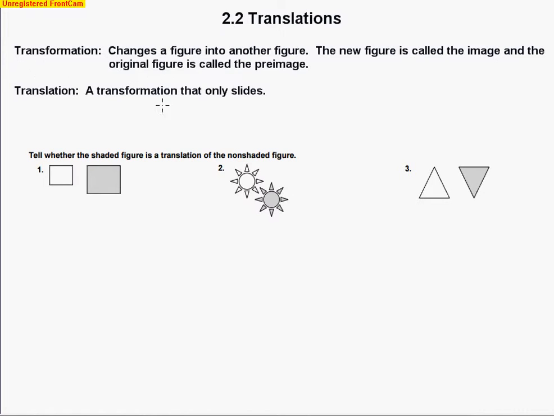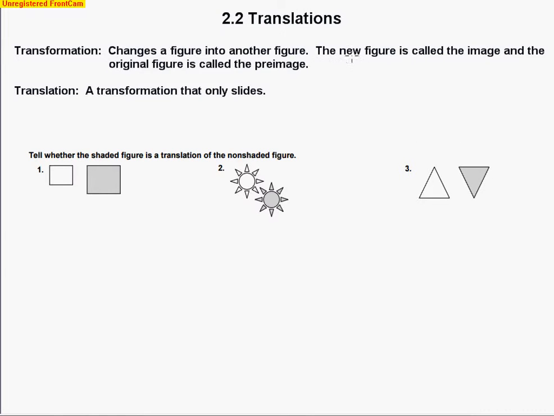And so, for instance, this would be a transformation. Here's a figure right here, number 1. It's starting with the unshaded figure, and it goes to a shaded figure. And so that's a transformation. This is another transformation. This sun right here is transforming into this other position. And here's another transformation. So this is the transformation of this triangle here to another triangle that's shaded over here. So those are transformations. It changes the figure into another figure.